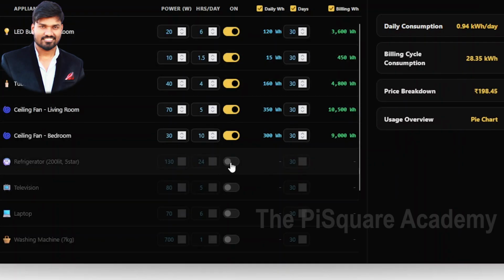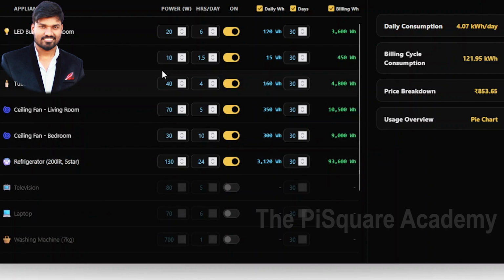So refrigerator, if you take a 200 liter 5-star refrigerator which is having 130 watts, the refrigerator will run almost for 24 hours. Okay, may not be at full capacity, maybe at a little less capacity, it will run for 24 hours. So in one day it will consume 2.4 kilowatt hours. In 1 month, this much.